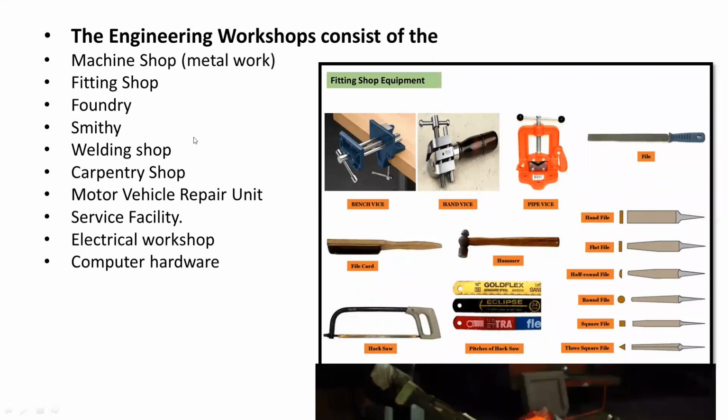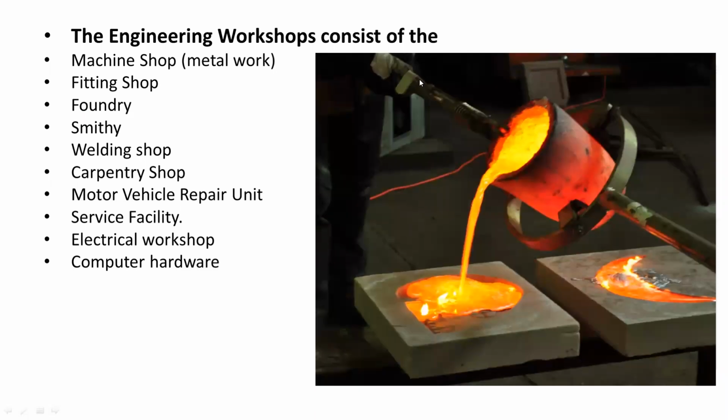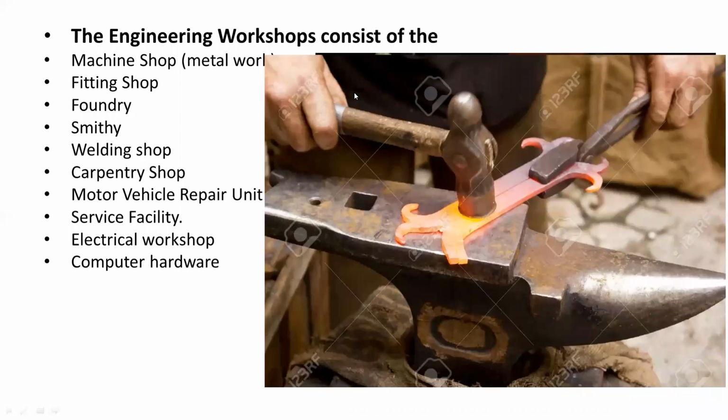Next is the foundry. In the foundry, we work on molten metals. Molten metals are poured into dies and then we can make the product. Next is the smithy, that is, the blacksmithy. All of you must have seen a blacksmithy workshop. In the blacksmithy, we heat the metal till it becomes red hot, and then with the help of a hammer, we give the desired shape to that metal.